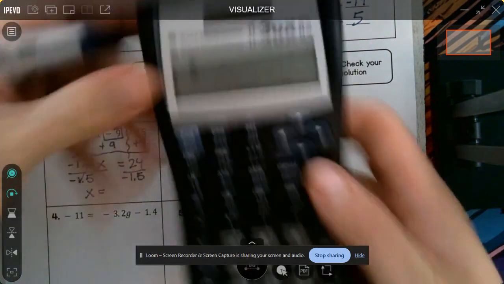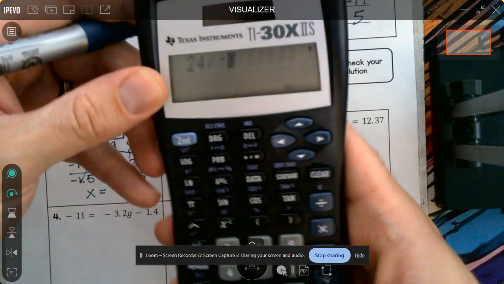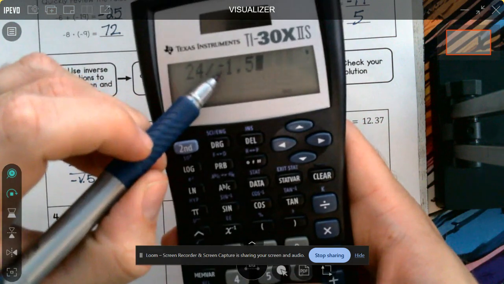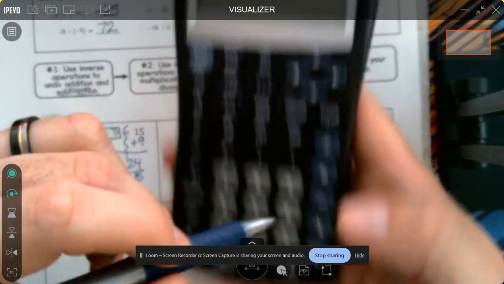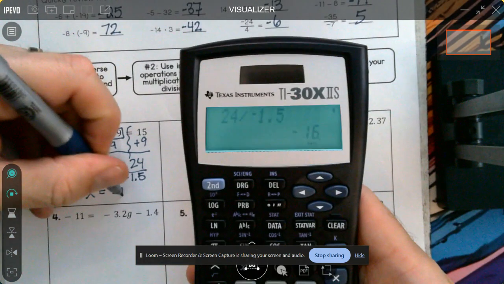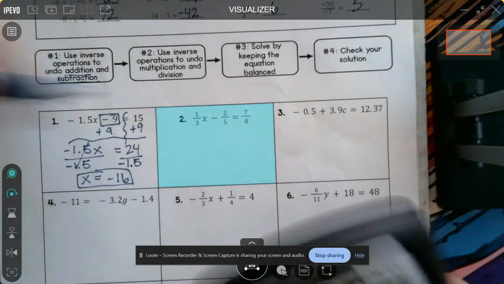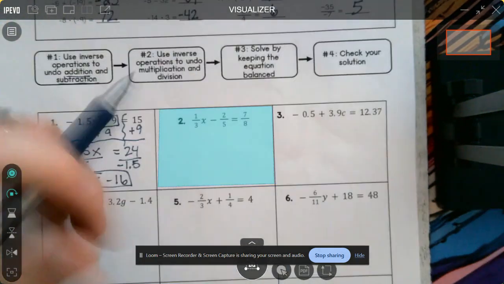So I do 24 divided by negative 1.5. Remember, the negative button is not the subtraction button. Negative is down here by the equal sign. Press enter. We get x equals negative 16. Okay? Pause the video. Try number 2.